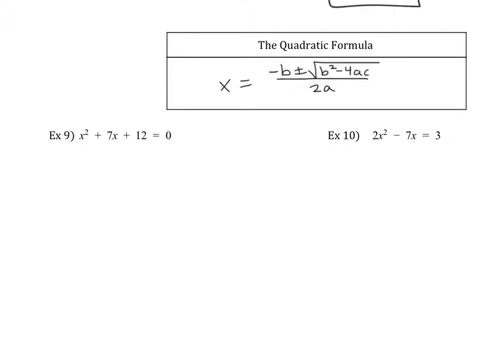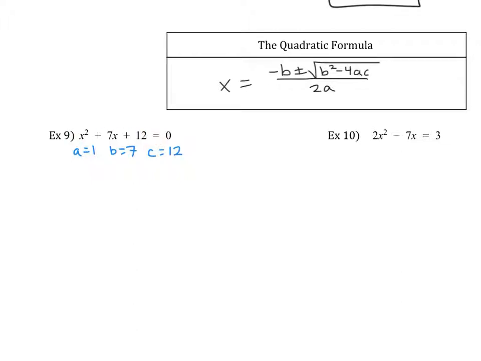So let's talk about where these a, b, and c values come from. Our a value is always going to be the coefficient of x squared. So in this case, you can see that, a equals 1, this invisible 1. Your b value is always going to be the coefficient of x, so b equals 7. And your c value is always your constant, which is the number without the variable.